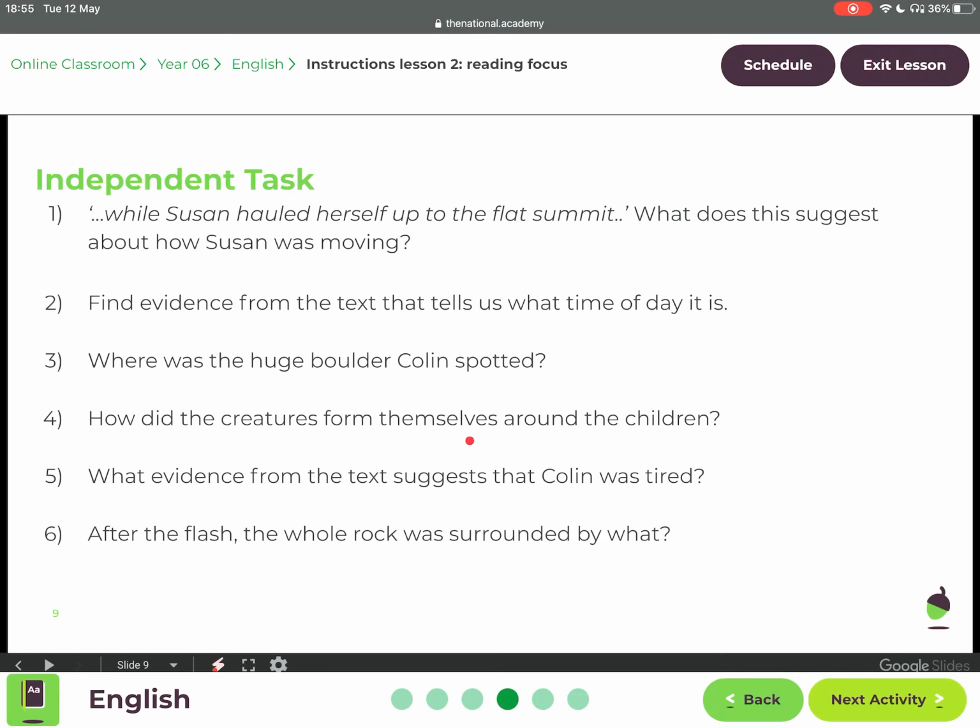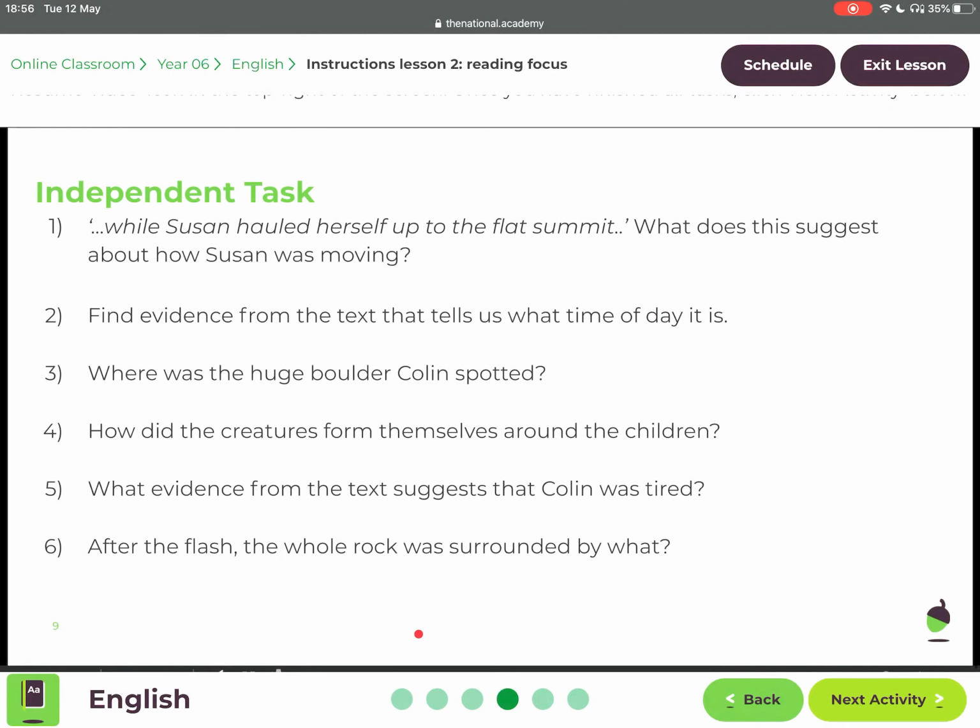So, number 4, how did the creatures form themselves around the children? That would be in a circle. What evidence from the text suggests that Colin was tired? Because in the text it says he ached with every muscle and was trembling with fatigue. Number 6. After the flash, the whole rock was surrounded by what? A lake of black fire, it says. After that, you would go and mark it.